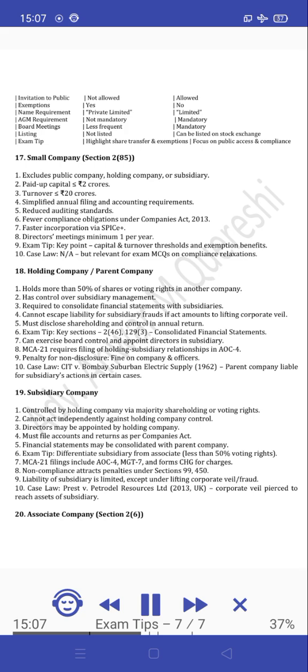9. Penalty for non-disclosure: fine on company and officers. 10. Case law: CIT v. Bombay Suburban Electric Supply, 1962. Parent company liable for subsidiaries' actions in certain cases.